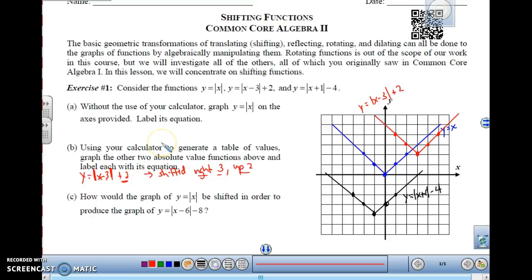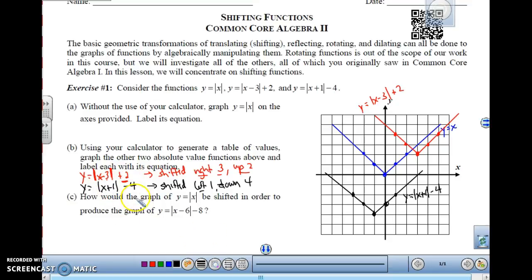All right, now the black one was y equals |x + 1| - 4. So following that rule, if it's x plus 1, which way is it going to shift? It's going to shift to the left 1, and since this is negative 4, it's going to shift down 4. Okay, so inside the bars is opposite direction, outside the bars is the same.